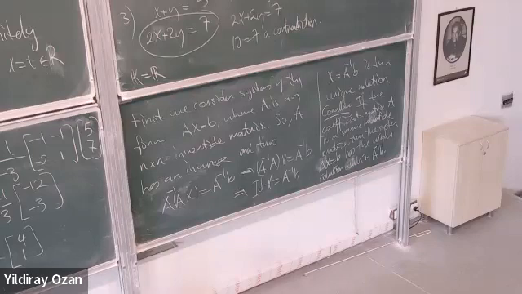So we have this system. It is an n by n system. We have n unknowns and n equations.